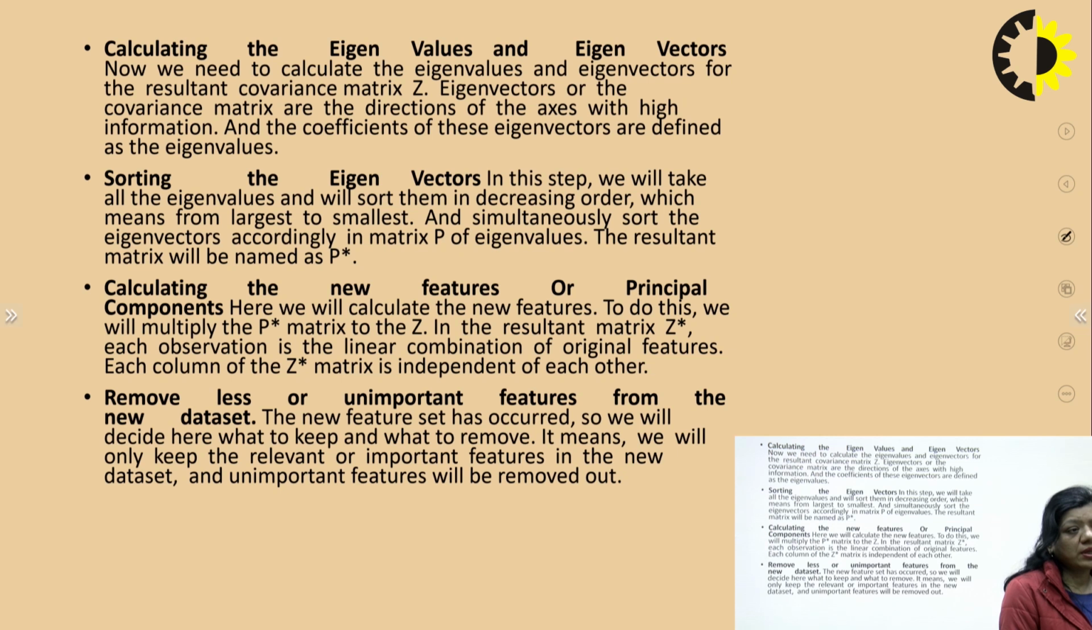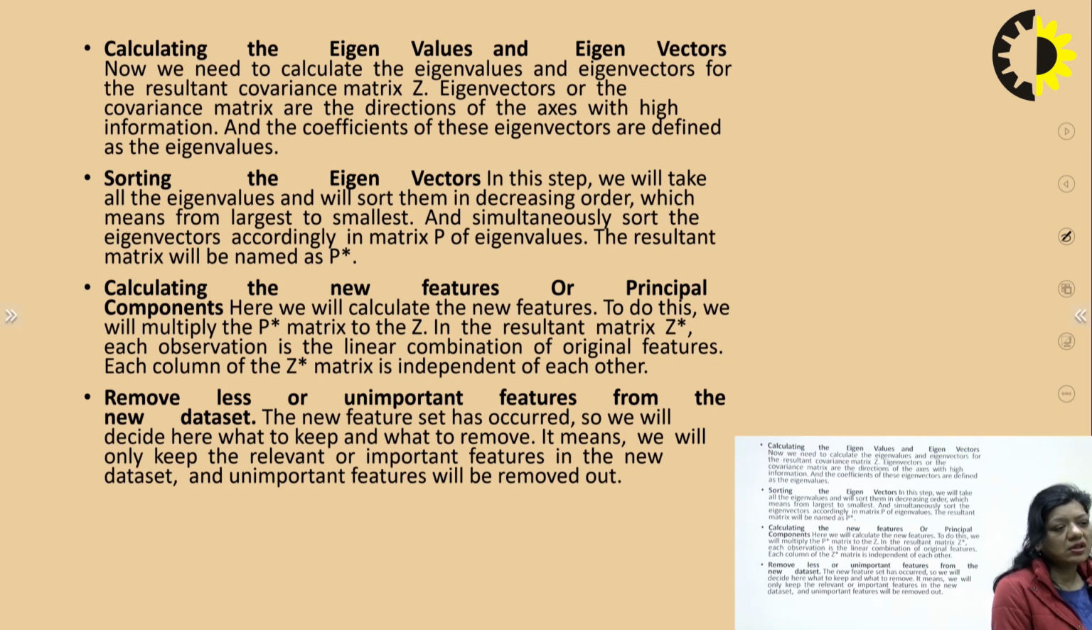Now we have to sort the eigenvectors. In this step we will take all the eigenvalues and sort them in decreasing order, which means from largest to smallest, and simultaneously sort the eigenvectors accordingly. The resultant matrix of eigenvectors will be named P star. Now we will calculate the new features or principal components. So we will multiply the P star matrix by Z, and the resultant matrix is Z star.